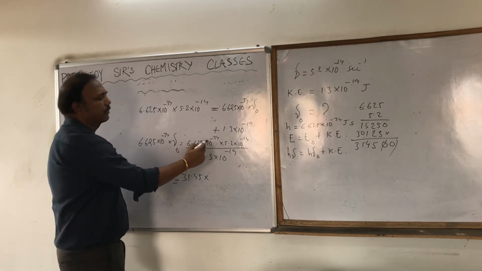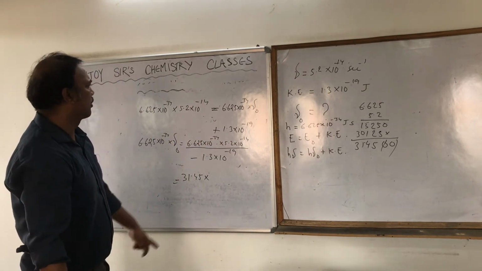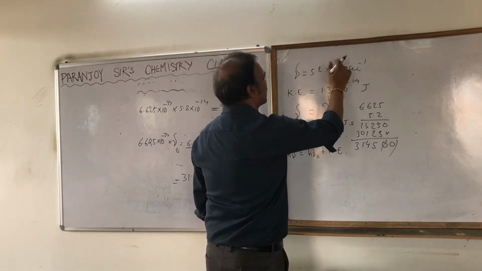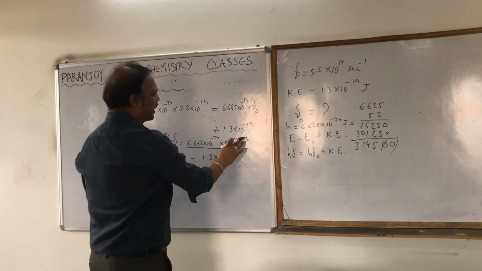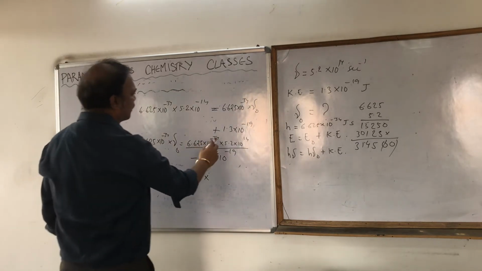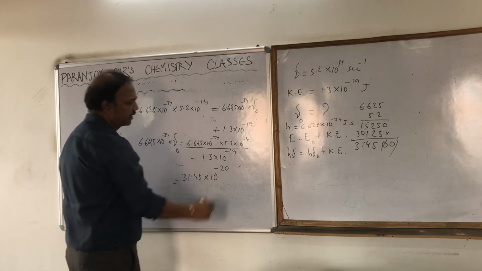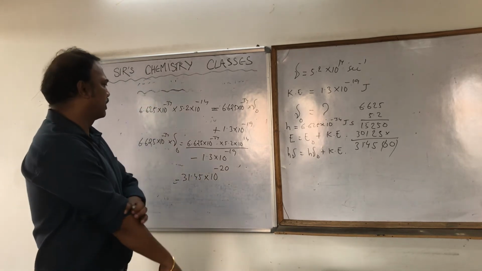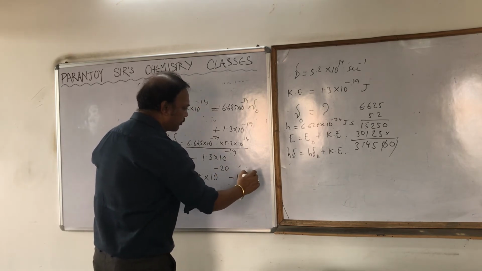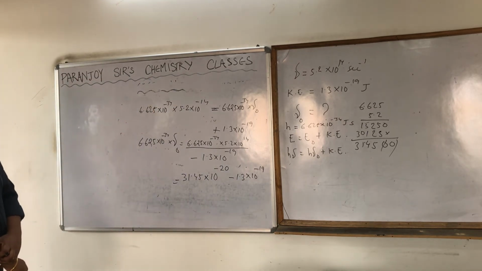That is equal to 31.45 into 10 to the power minus 34 into 10 to the power 14. This is 14, not minus, that is plus 14. So 10 to the power minus 34 plus 10 to the power 14 gives 10 to the power minus 20. So we have 31.45 into 10 to the power minus 20 minus 1.3 into 10 to the power minus 19.